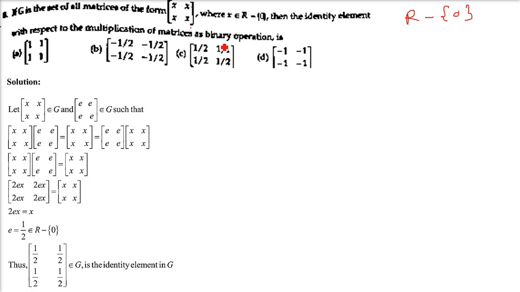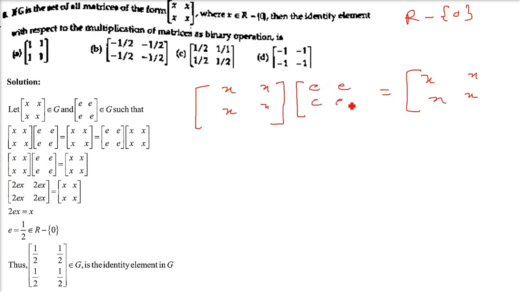Okay. So we have to find out the identity element. Identity element is such that when you operate it with any element of this set, the same element should come back. We normally write the identity element as E. Why are we writing it as E? Because it also belongs to that same matrix form.